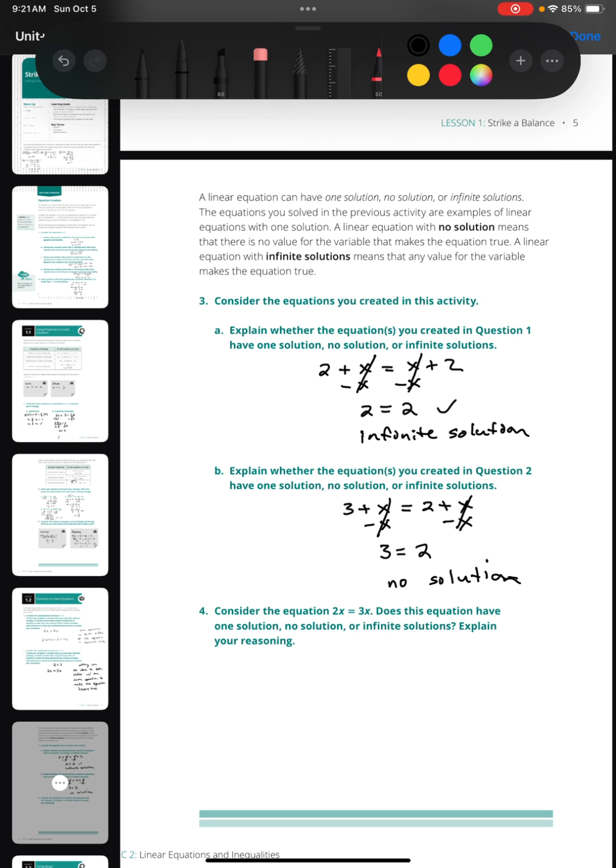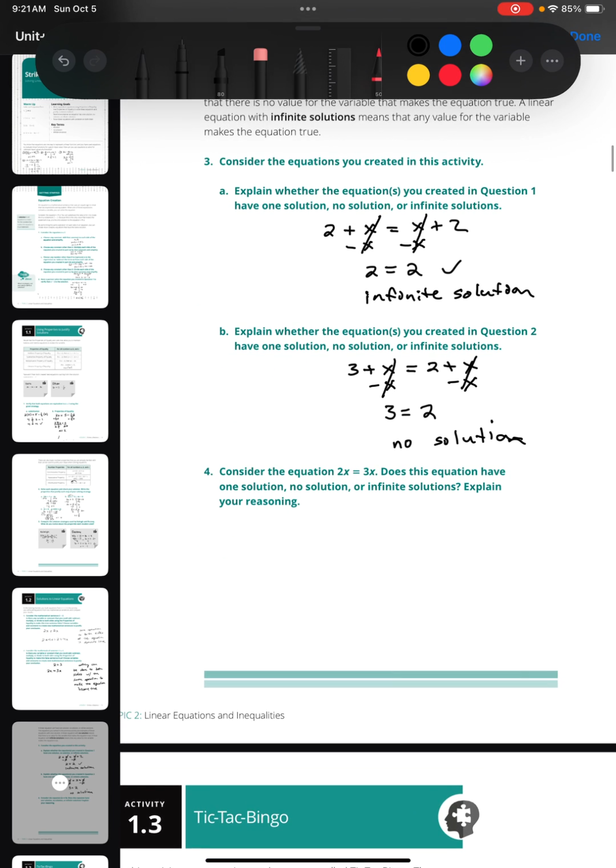If we're left with a true statement, it is infinite solutions. If we're left with a false statement, it is no solutions. And then 4, consider the equation 2x equals 3x. Does this equation have one solution, no solution, or an infinite solution? Well, let's try to solve it.